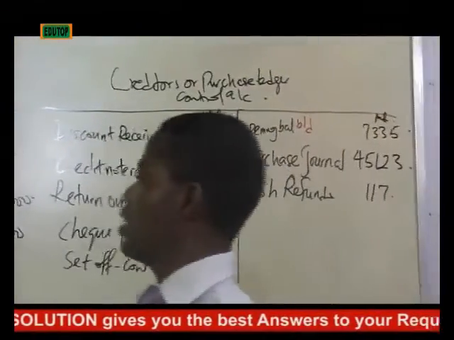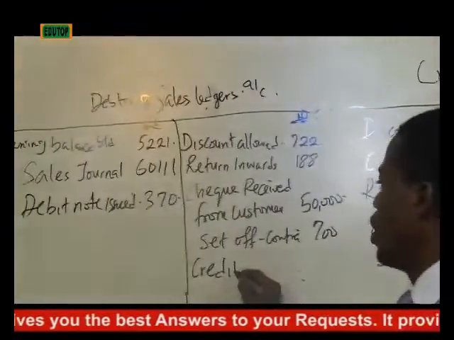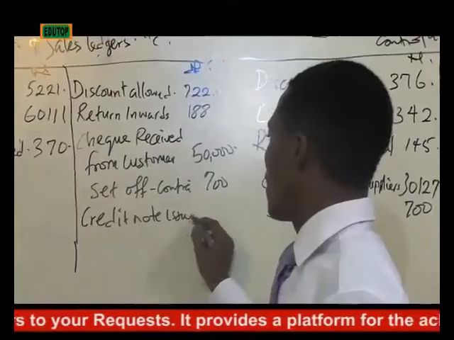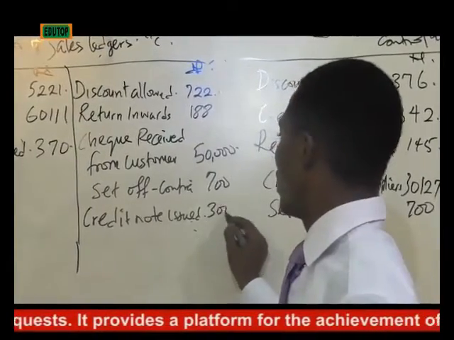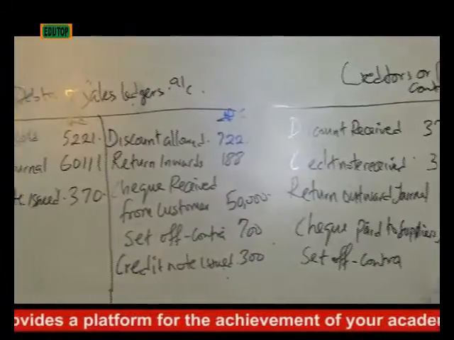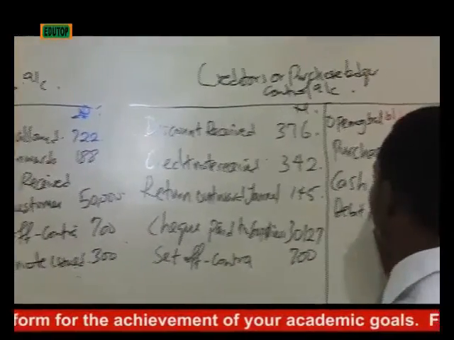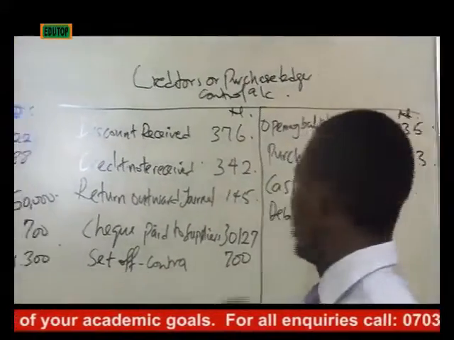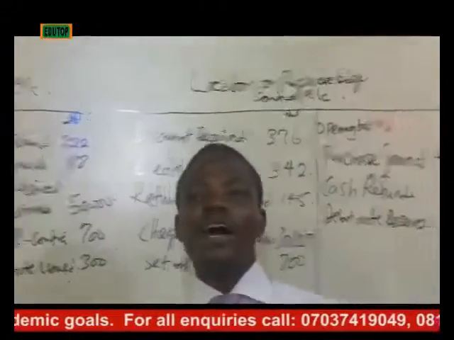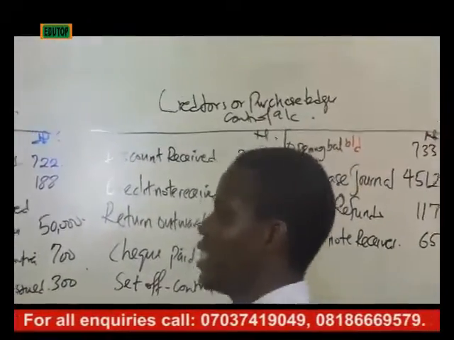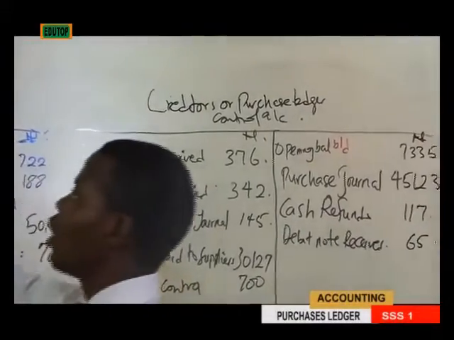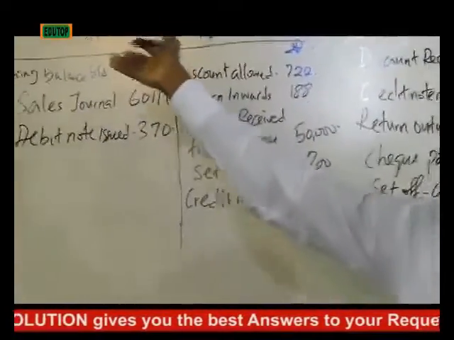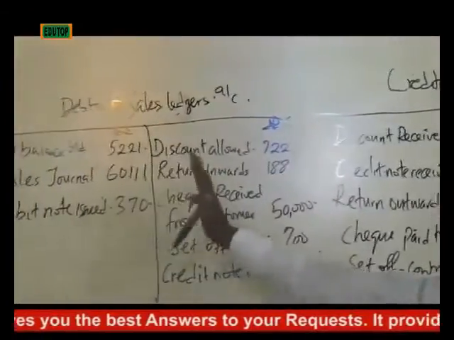Now, credit note issued. Here, the credit note issued will be on the credit side of the debtor's account. And that is 300. Where is the debit note received? It is 65 naira. So having done this, we see that this is the amount that your customer is owing you, because you are preparing an account on behalf of your customer, which happens to be your debtor. This is the amount that they owe you, and this is the amount they pay.